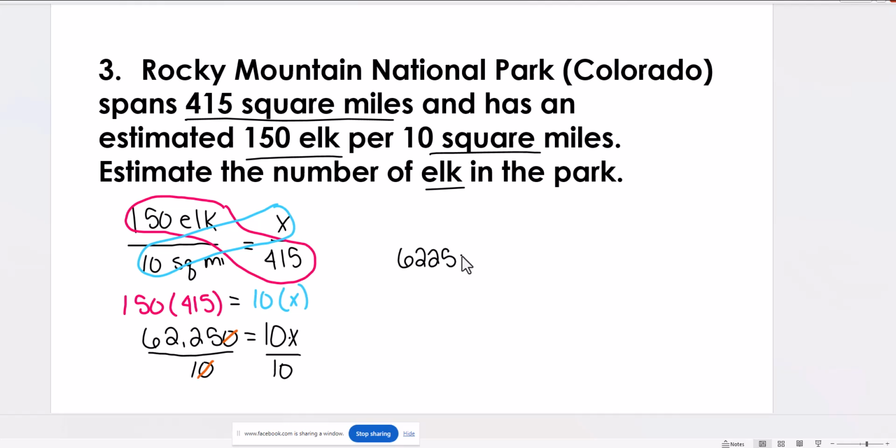6,225 equals x. And what's x? X is elk. So we're estimating approximately 6,225 elk in 415 square miles of Rocky Mountain National Park in Colorado.